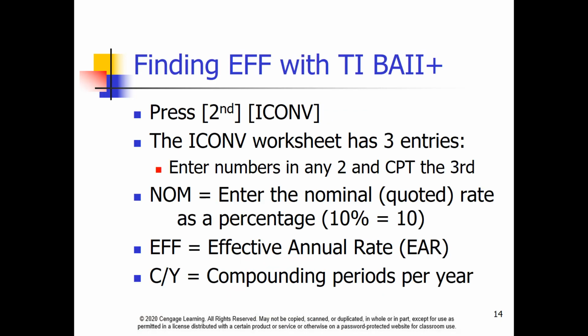To convert an EAR to a nominal rate, or vice versa, in your calculator, use the iConvert worksheet. This worksheet operates much like the CF one, but it only has 3 entries: nominal, effective, and compounding periods per year. Since you have to enter 2 of the 3, clearing is really not needed. Access the iConvert worksheet by pressing the second key, then iConvert, which is above the 2.